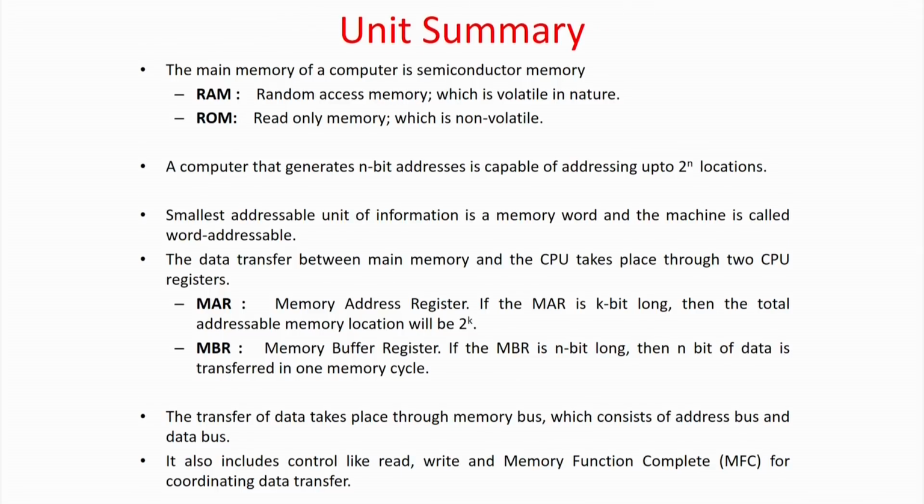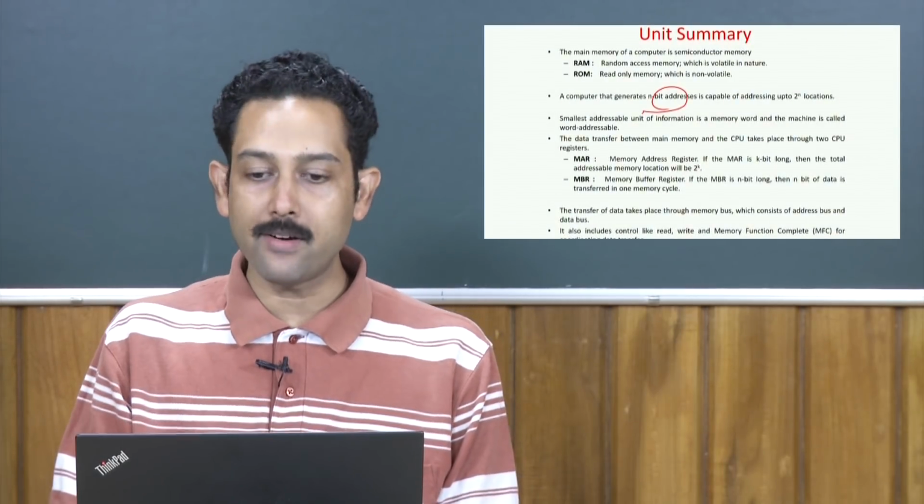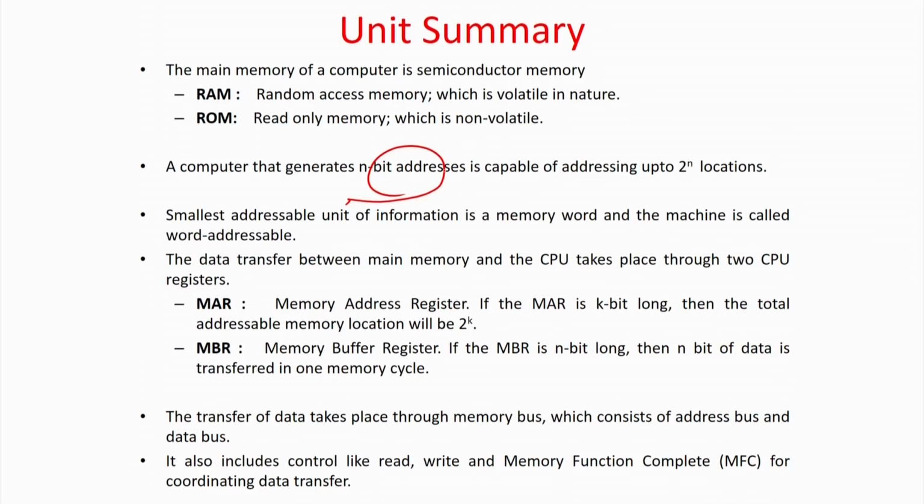Now if you look at how it works, generally the CPU will generate an n-bit address, because the memory has some locations which can be selected by address. Generally there are 2 to the power n locations, where n is the number of address lines. That means if there is an n-line address bus, the number of locations will be 2 to the power n, and by giving an address you can access the data in any one of those locations.